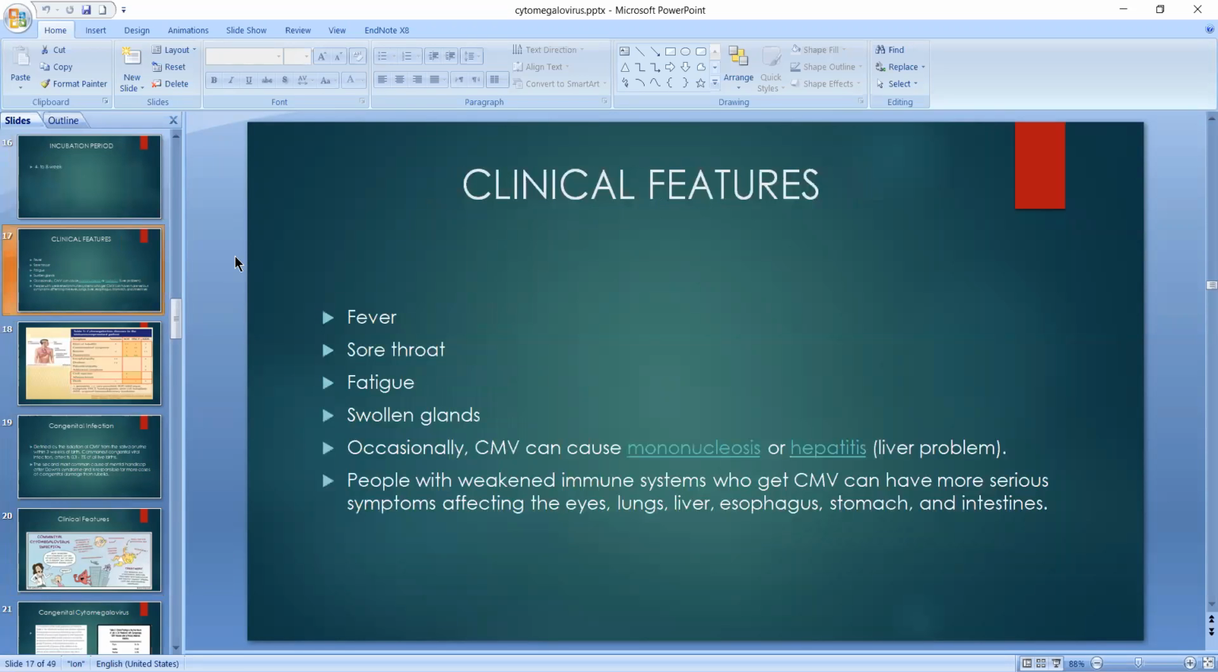Clinical features. Patients with cytomegalovirus infection present with fever, sore throat, fatigue, and swollen glands. Occasionally, cytomegalovirus can cause mononucleosis or hepatitis. People with a weakened immune system who get cytomegalovirus can have more serious symptoms affecting the eyes, lungs, liver, esophagus, stomach, and intestine.